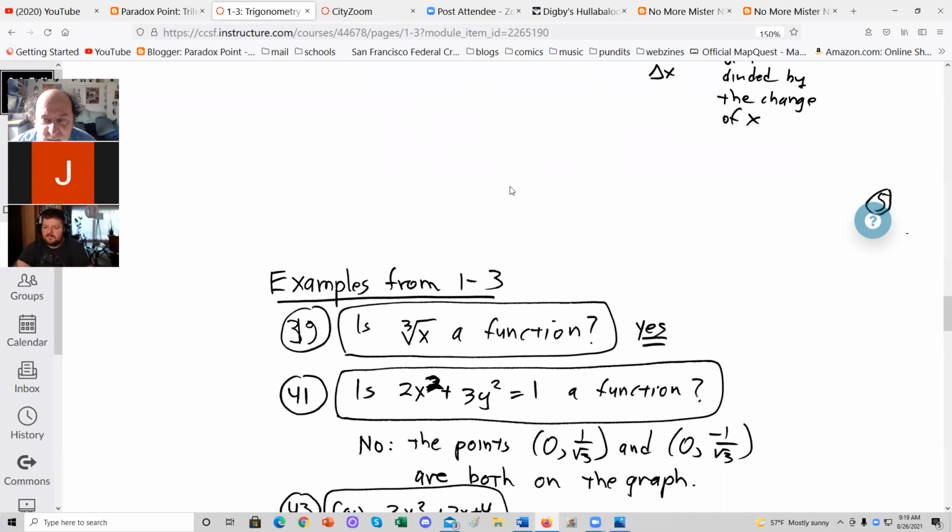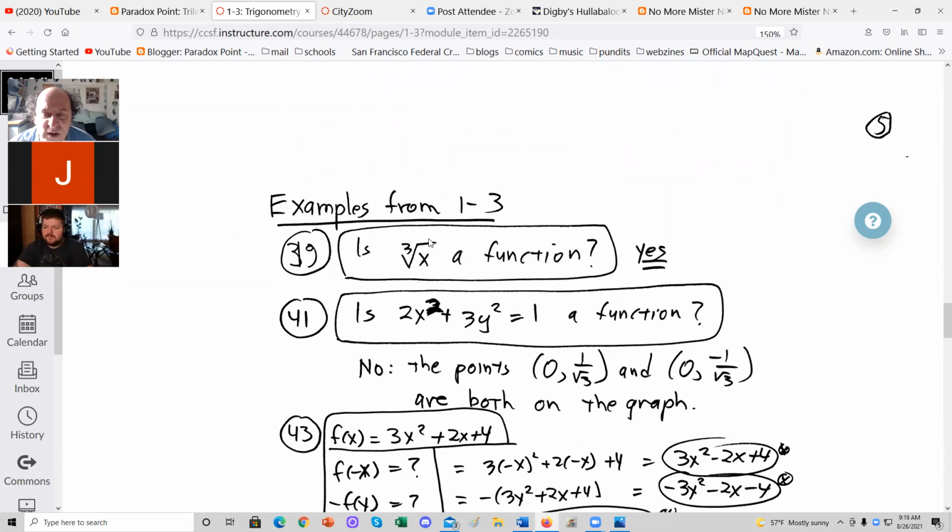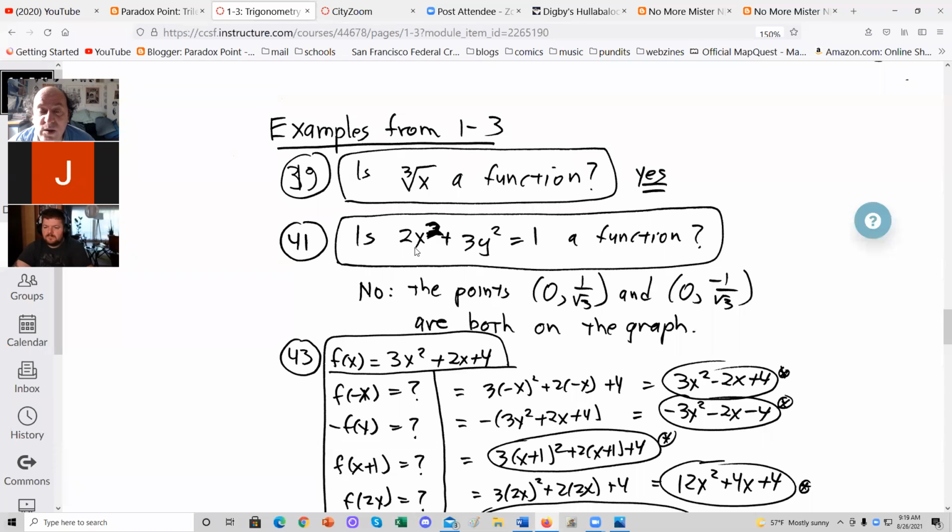So, for example, is a cube root of x a function? Yes. Given an x, you plug it in, the cube root is defined. Now here, is 2x squared plus 3x equals 1 a function? No. You can set x equal to 0, then y can equal 1 over root 3 and negative 1 over root 3. So both 0 by 1 over root 3 and 0 by negative 1 over root 3 are on the graph. Two y values for the same x value, therefore not a function.